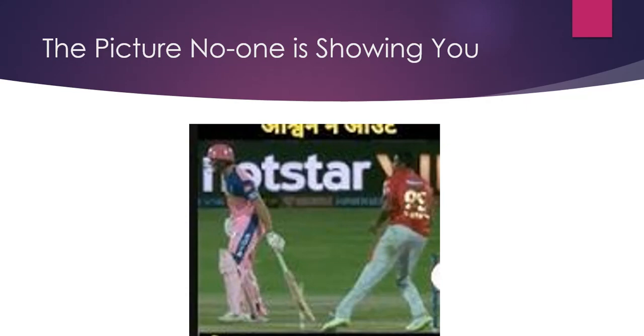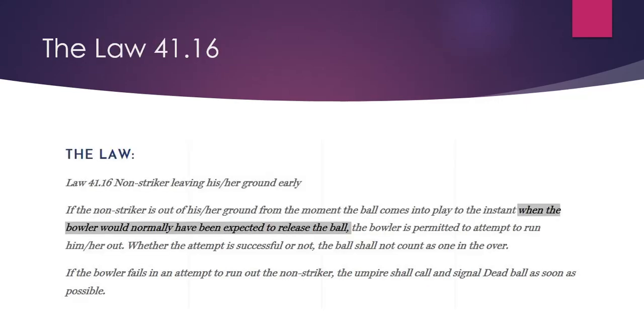To me, that makes it at least likely that had Ashwin continued and bowled the ball normally, Buttler would have been in his crease until the expected release time of the ball. And let's remind you, when the bowler would normally have been expected to release the ball, that is the law. Not when the bowler releases the ball. Nothing to do with the back foot of the bowler landing, the front foot of the bowler landing, all sorts of things that people sort of think the law is. It isn't. It's when the bowler would normally have been expected to release the ball.